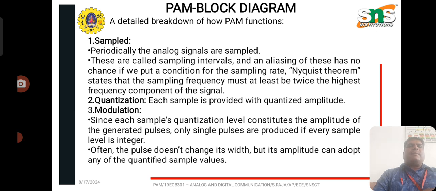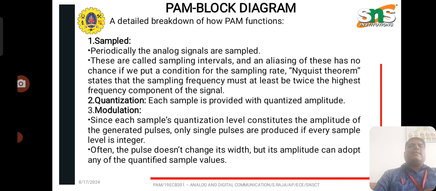First process is sampling. Periodically the analog signals are sampled. These are called sampling intervals, and aliasing has no chance if you put a condition on the sampling rate. The important criterion, Nyquist's theorem, states that the sampling frequency must be at least twice the highest frequency component of the signal. Quantization: each sample is provided with a quantized amplitude.